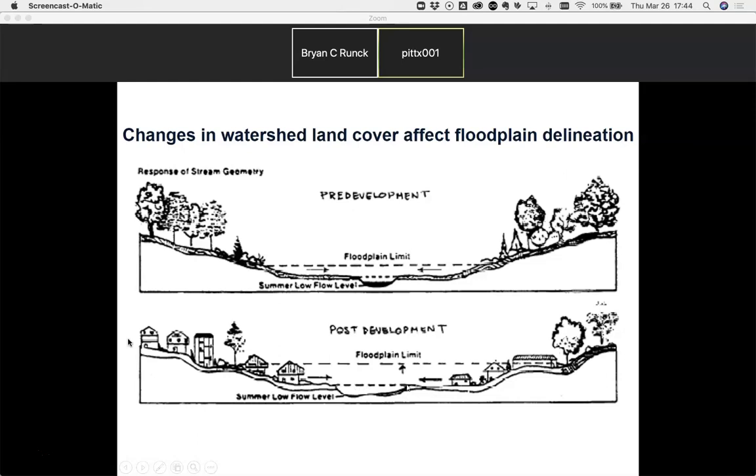And so the floodplain limit goes up quite significantly without really any change in the spatial extent of the watershed, but simply because of change in land cover that's going more impermeable surfaces generating a much higher volume of runoff, expanding the base flood elevation, expanding the definition of the 100-year flood event.